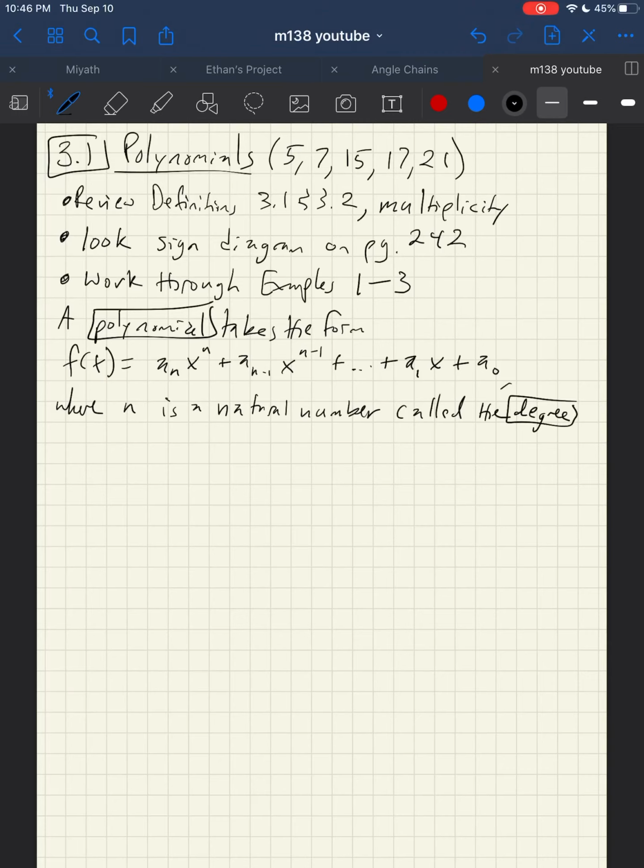and you might see a little bit of fuss if a sub n is non-zero. You might say, well, isn't f of x equals a constant a degenerate polynomial, and then it would have n equals 0, and sure, fine, whatever. But for the most part, n is a natural number called the degree of the polynomial. A sub n x to the n is called the leading term.